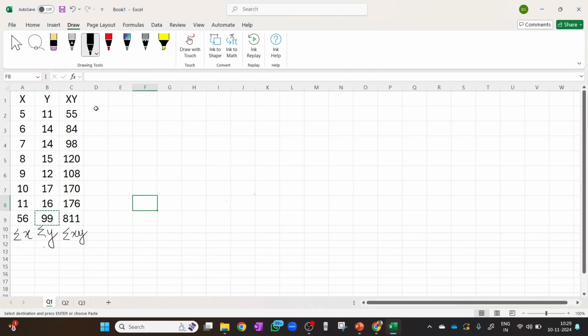Summation x squared. So here I'll calculate x raised to 2, which is equal to 5 into 5 again. And the same way, 6 into 6, 7 into 7, and so on up to 11 into 11. You can use a calculator or you can do it directly, orally also. And now I got the total of this. This total is nothing but summation x squared.